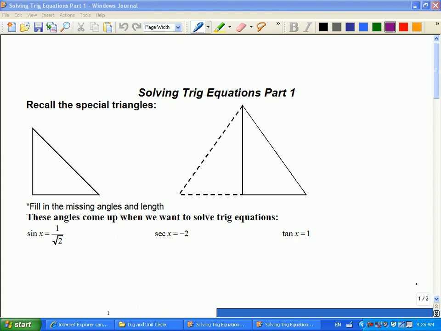First thing is first. Now we're seeing this again, so now you should have some idea of how important the special triangles are to us. So I'm just going to go through them. You should be able to reproduce them just like me.